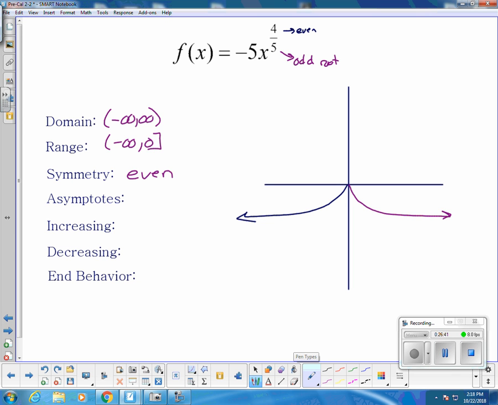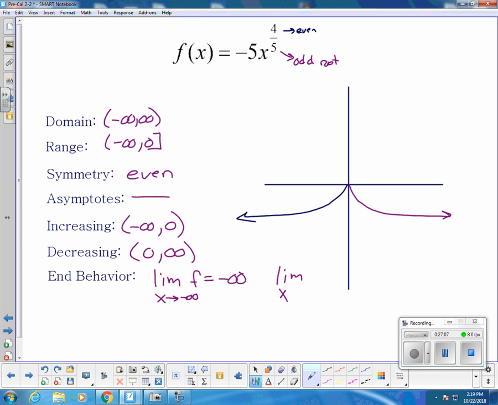Okay, asymptotes. Don't have any. Increasing -infinity to 0. Decreasing from 0 to infinity. And end behavior: as x goes to -infinity, this guy is going to -infinity. As x goes to +infinity, the right side of this graph is still going to -infinity. Again, it's an even function. The infinities or the end behavior has to be the same.